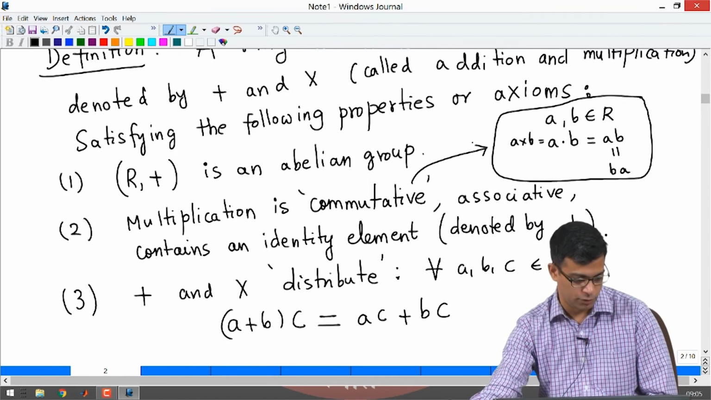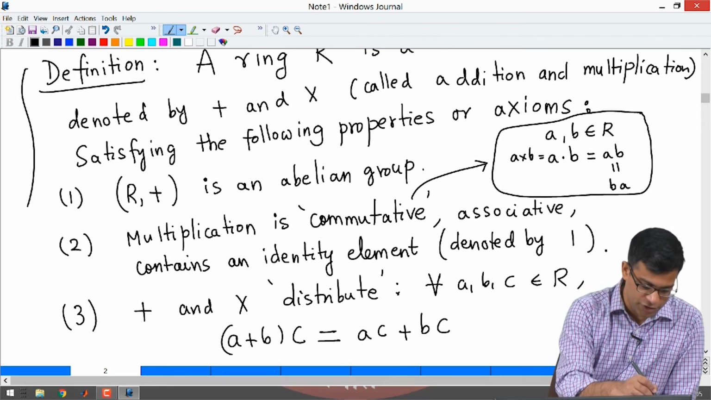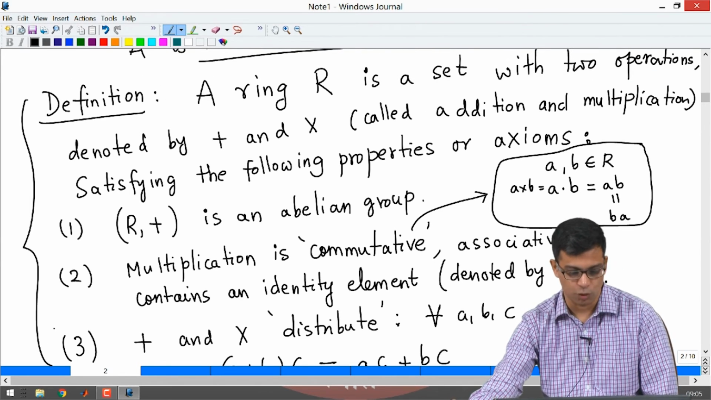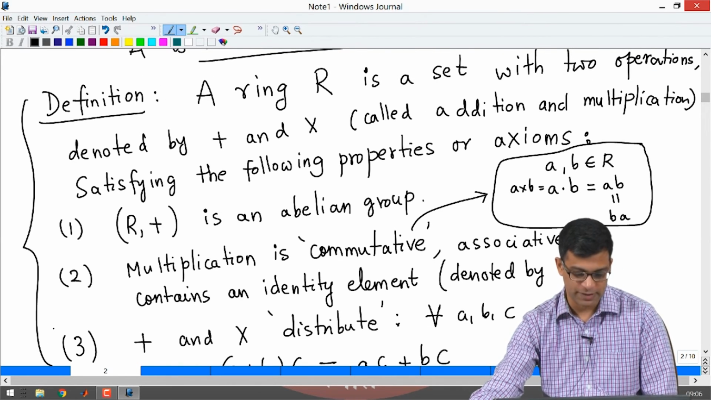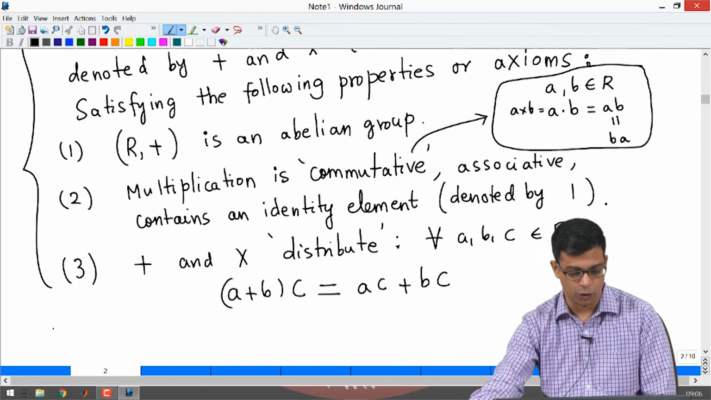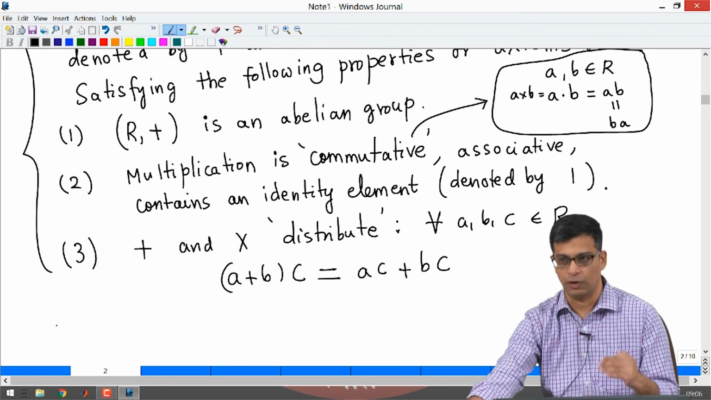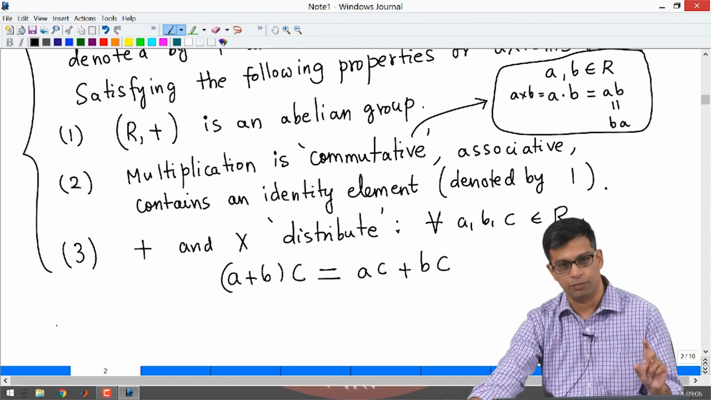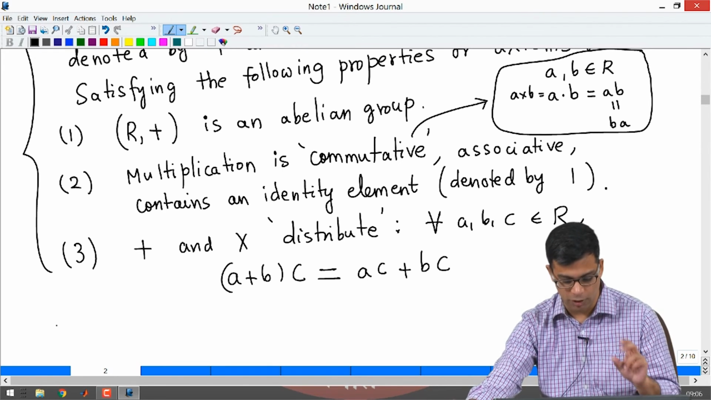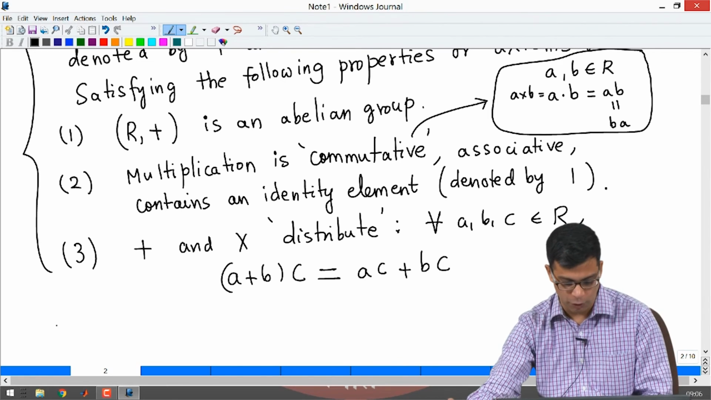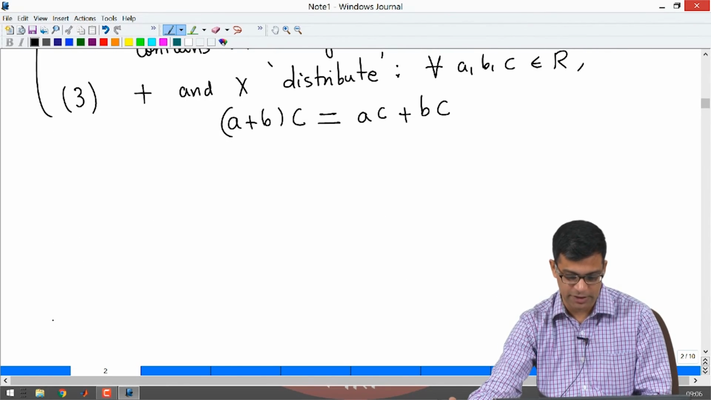This is the important example, important definition for the whole course. A ring is a set with two operations denoted plus and times that have the properties. With addition, it is just an abelian group. Multiplication is almost a group except for one property, and plus and times are well behaved in the sense that they satisfy the distributive property: (A plus B) times C is the same as AC plus BC.